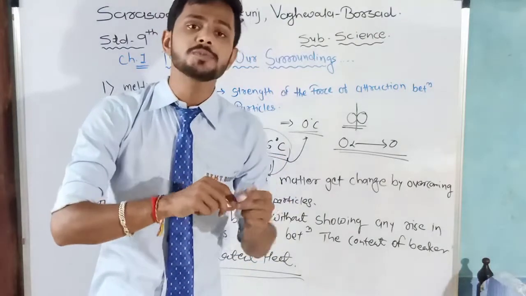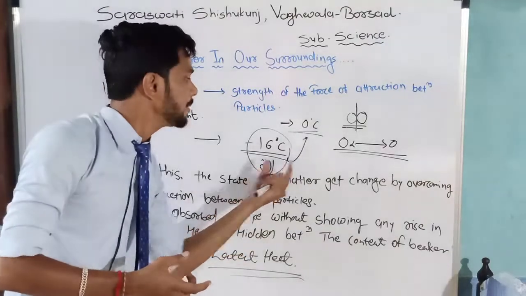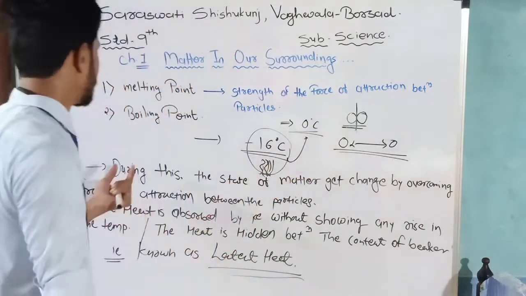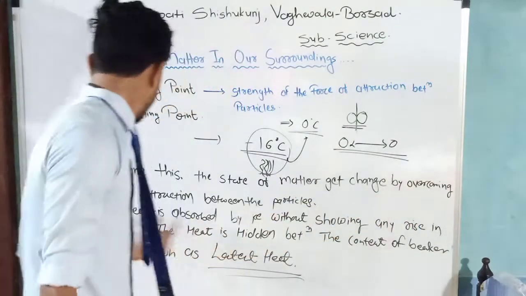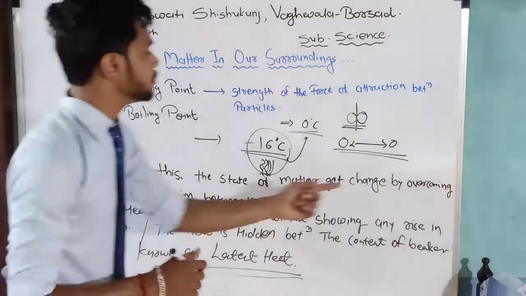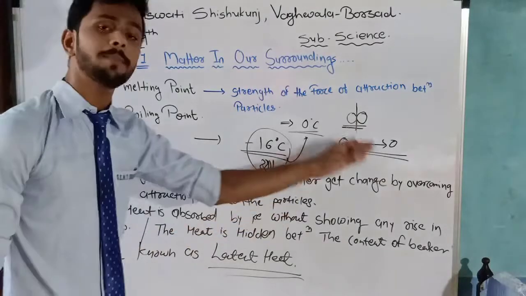Okay. So during this phenomenon, we are trying to increase the temperature, but the temperature remains constant at 0 degrees Celsius. So what happens during this step? The matter gets changed by overcoming the force of attraction. The state of the matter gets changed from solid to liquid by overcoming the force of attraction between the particles.